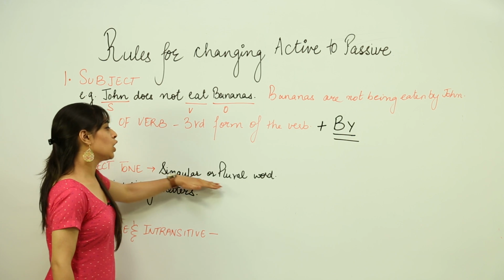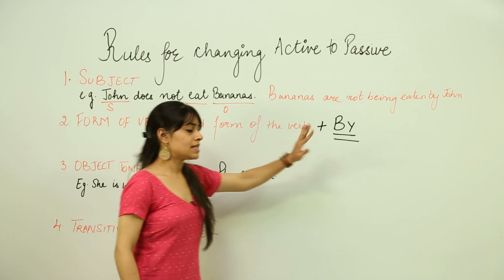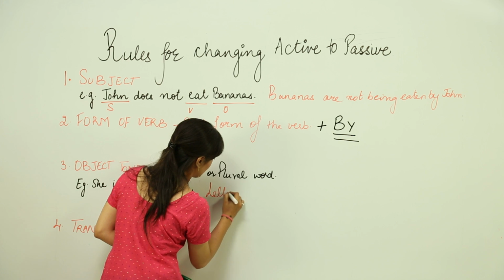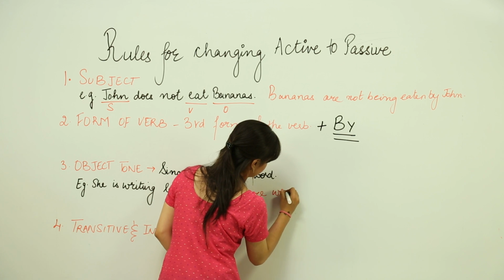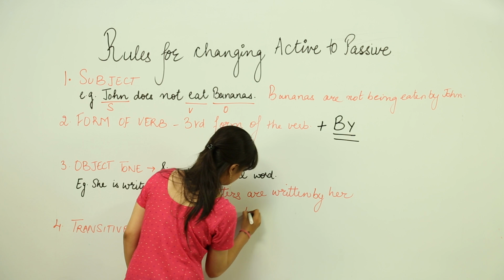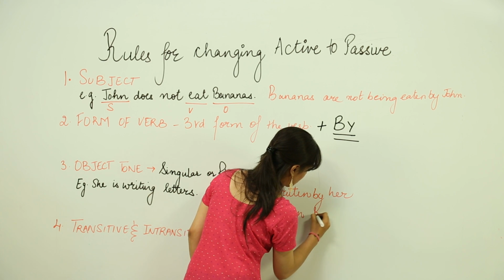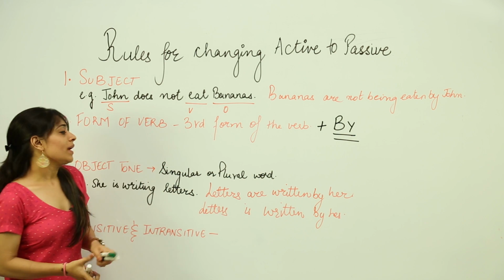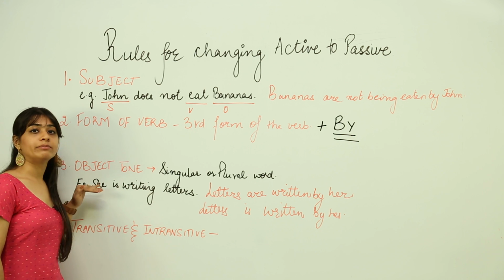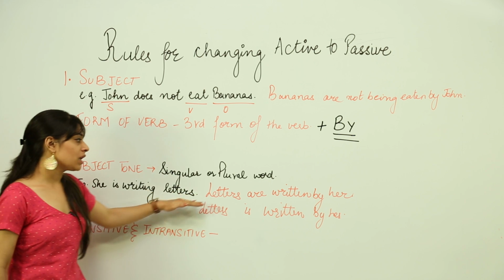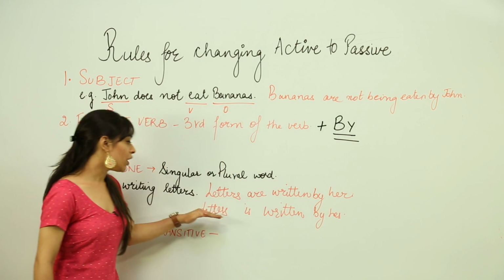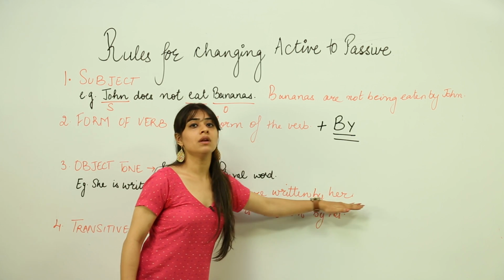Moving on to the object tone. If the object tone is singular or plural, then the change of voice is accordingly affected. Let's see how. She is writing letters. Now let's convert this into passive voice. Now in both the sentences, it looks similar enough, but we need to understand that she is writing letters. Here the subject is singular and the object is plural, but when we convert them into passive voice, it again remains the same. So letters are written by her. We will not write letters is written by her, it will be letters are written by her.